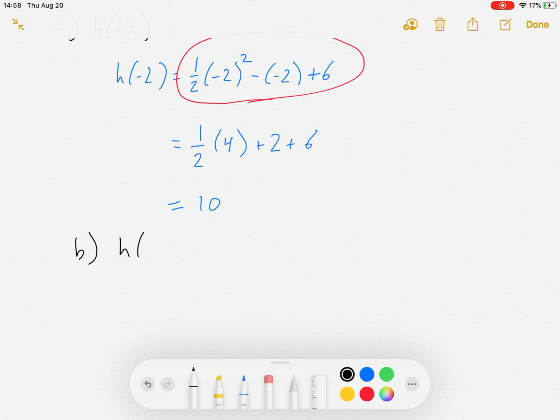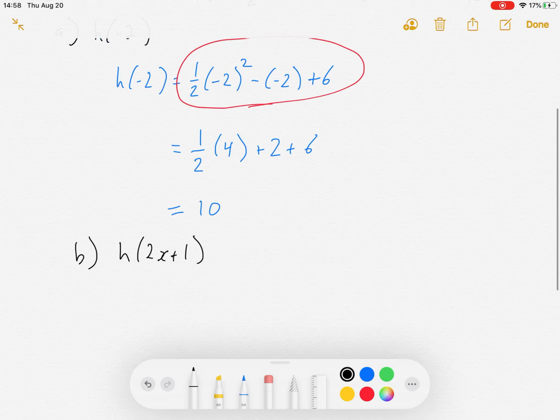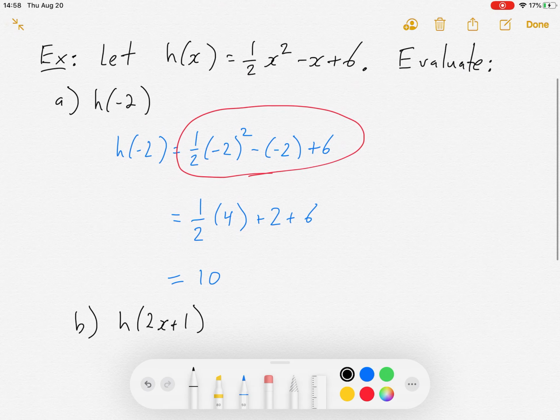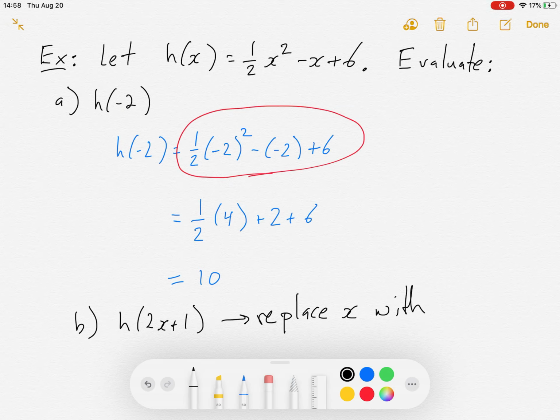Here's where it might get a little bit hairy. We'll see what happens. So now what I want to do is h of 2x plus 1. Notice I'm not saying multiply h of x by 2x plus 1. There's no multiplying going on here. We're actually going to replace x in this case with the expression 2x plus 1. This is what's called an expression.